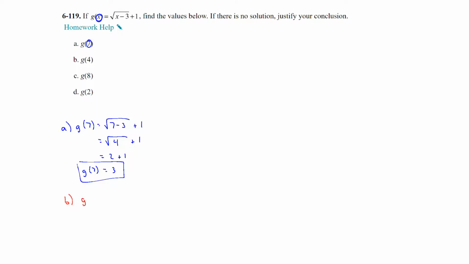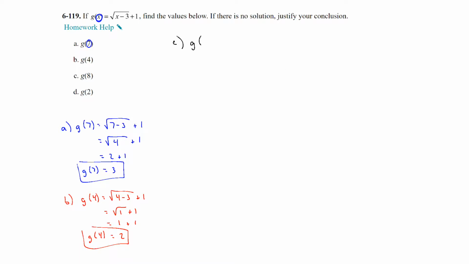On B, now you have g of 4. So once again, you're going to plug 4 in for x. And then simplify. 4 minus 3 is 1. The square root of 1 is 1. 1 plus 1 is 2. So g of 4 is equal to 2.